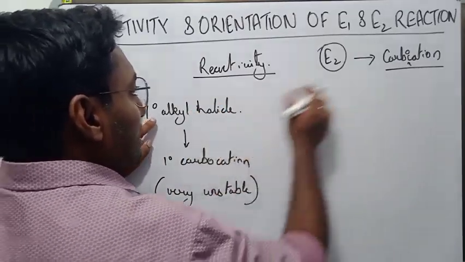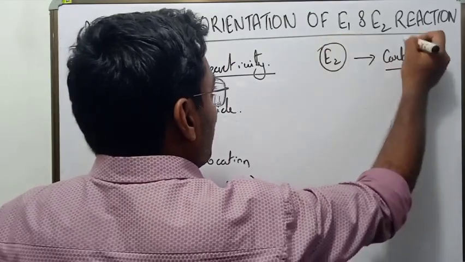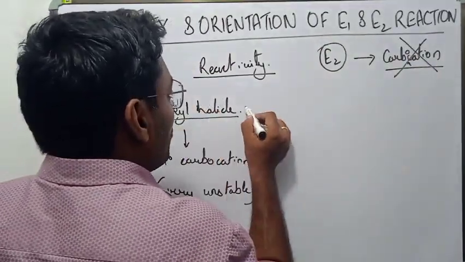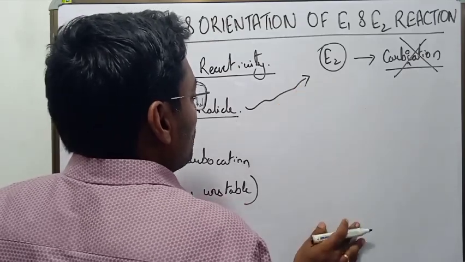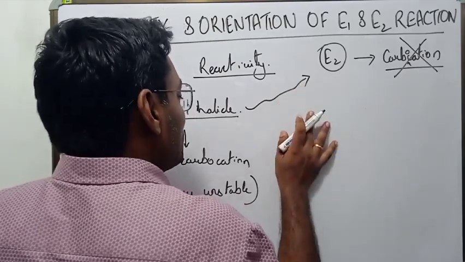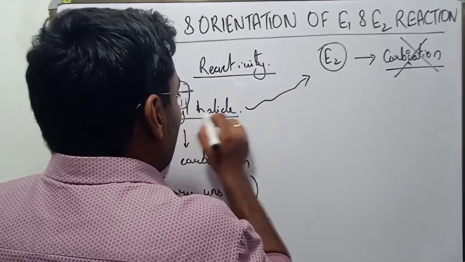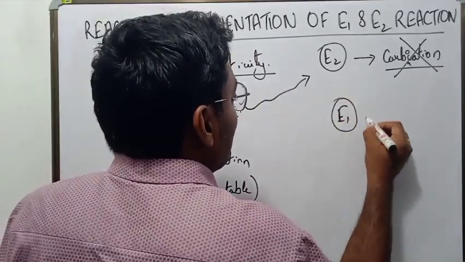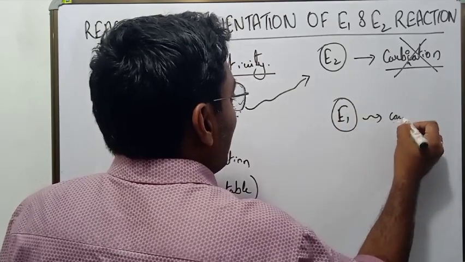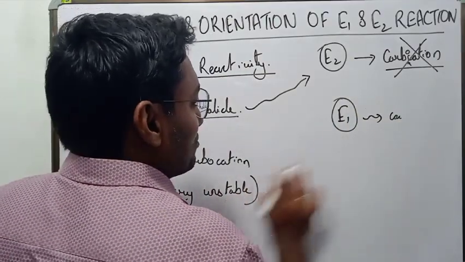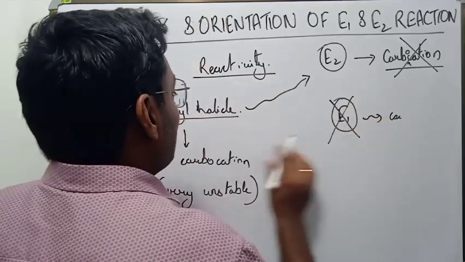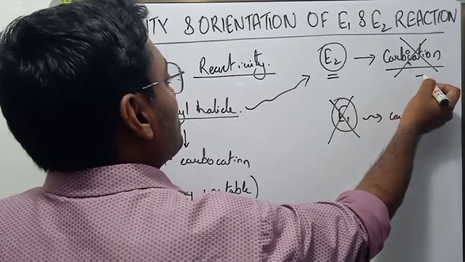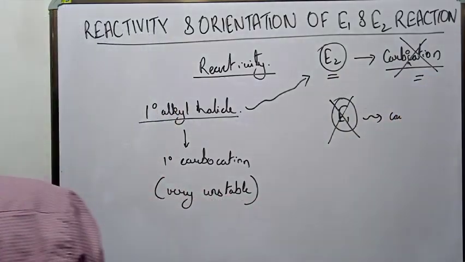And as you know that E2 reaction does not have a carbocation in it, therefore a primary alkyl halide would always choose the E2 pathway. Primary alkyl halide would never go for E1 mechanism because in E1 mechanism a carbocation is formed and that carbocation is very unstable. Primary alkyl halide would always choose the E2 mechanism because it does not involve a carbocation.